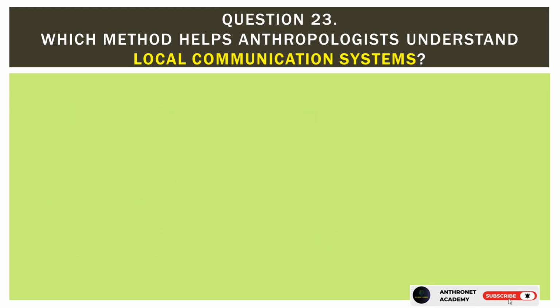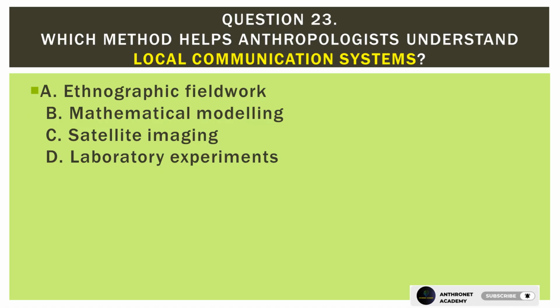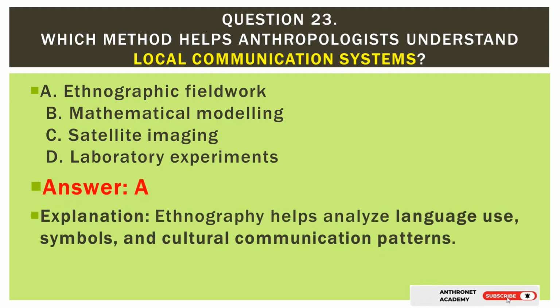Question 23. Which method helps anthropologists understand local communication systems? A. Ethnographic fieldwork. B. Mathematical modeling. C. Satellite imaging. D. Laboratory experiments. Answer: A. Explanation: ethnography helps analyze language use, symbols, and cultural communication patterns.